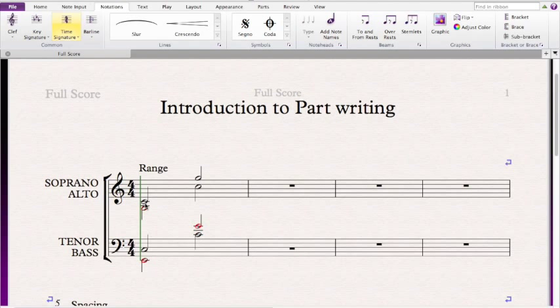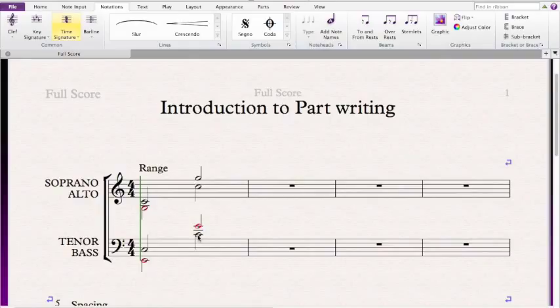The soprano voice goes from a C4 to a G5. The alto voice goes from a G3 to a C5. The tenor voice goes from a C3 to a G4, and the bass voice goes from an E2 to a C4.